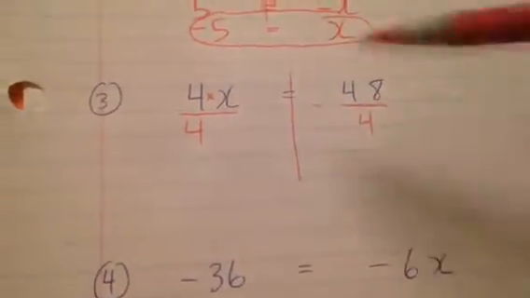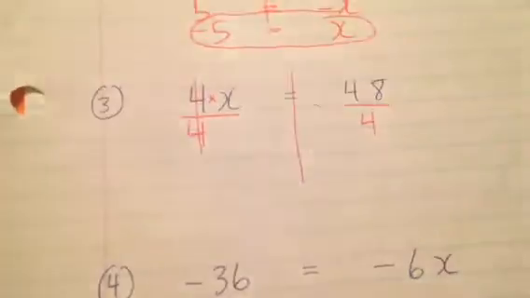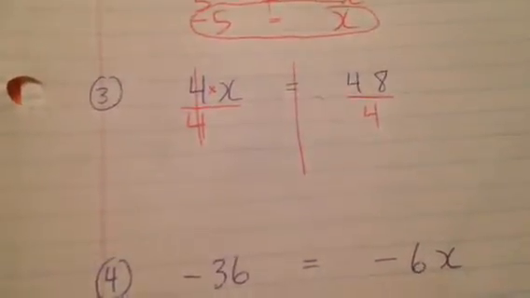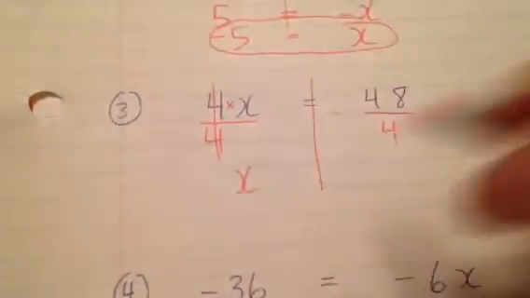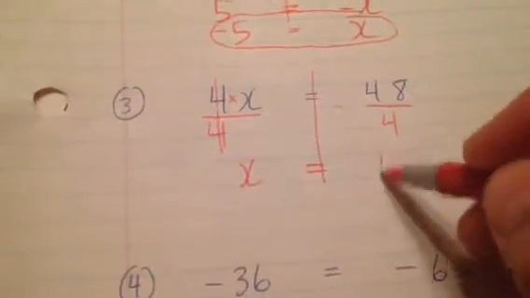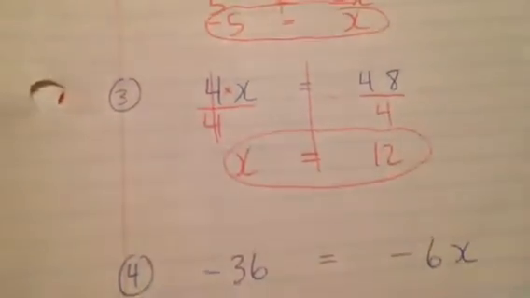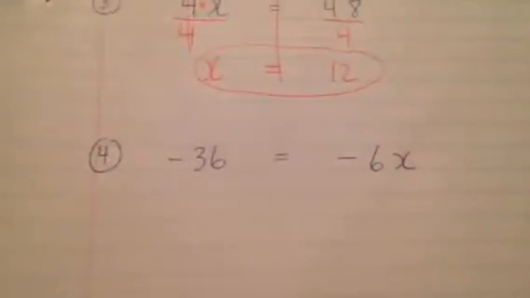Now, when you take 4 divided by 4, they basically cancel out because you end up with 1x, and we don't need that one, so we'll just cancel them out. We're left with x. X is equal to 48 divided by 4. Well, that's 12, and that's our answer. X equals 12. We always want x equals something.